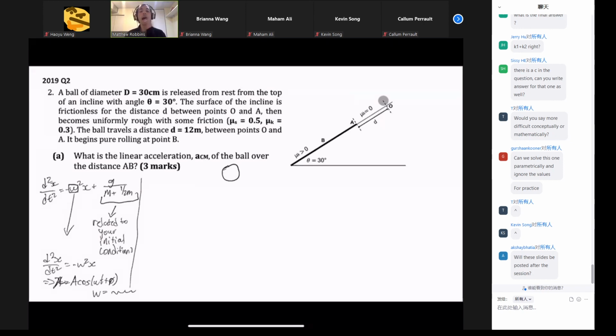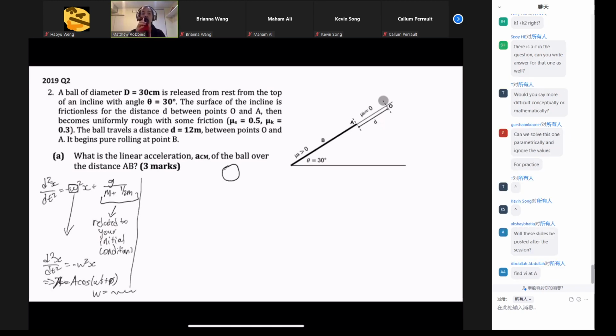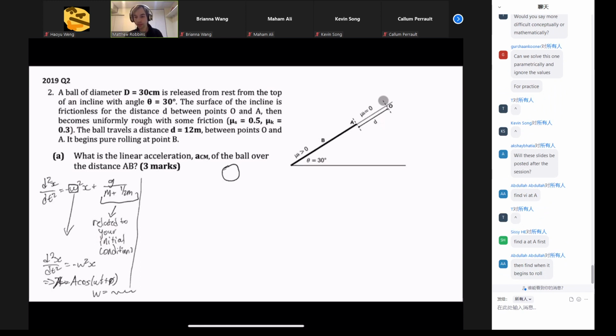So let me ask you this question. How would we figure out the linear acceleration of the ball over the distance AB? I'm going to do the one where we look at what's happening to the ball as it is rolling. So what one could do is determine the initial velocity of 0, and then you're able to determine the acceleration at A. But that's going to get us the acceleration between O and A. What we want is the acceleration between A and B.